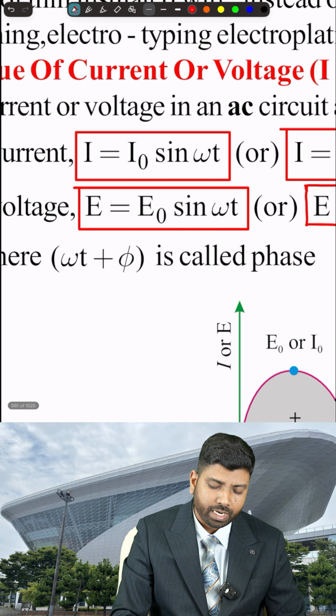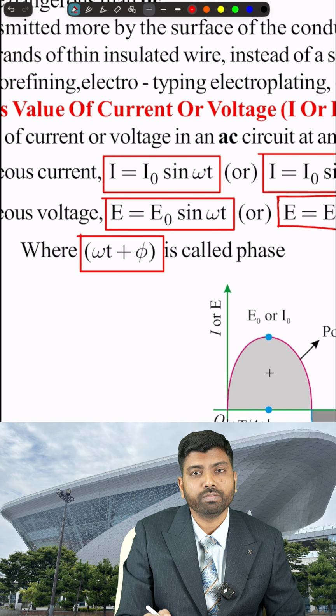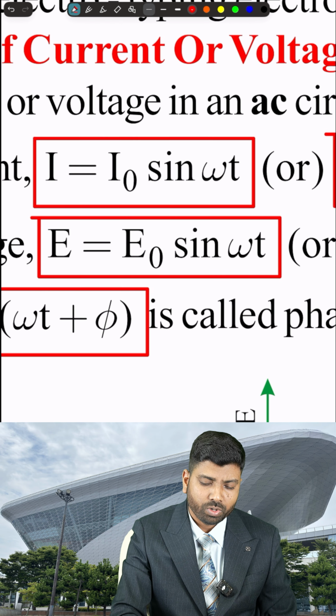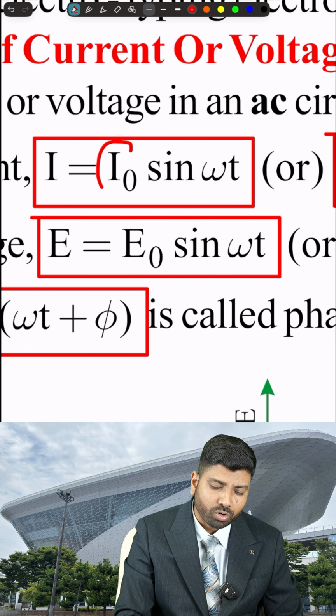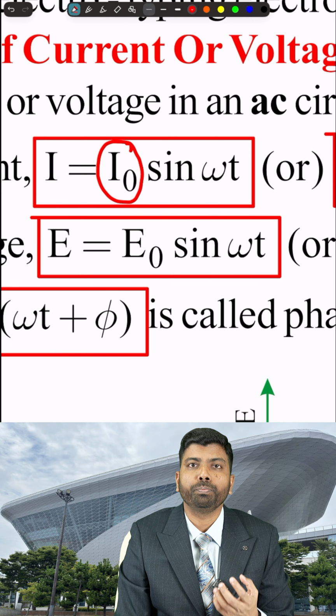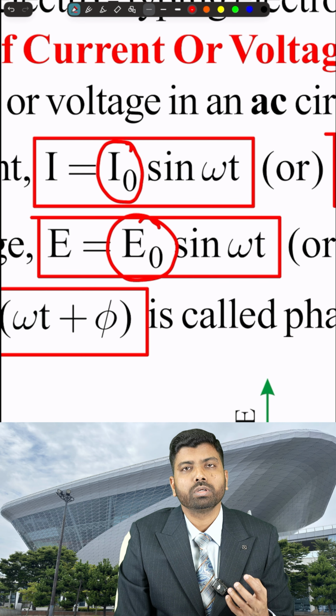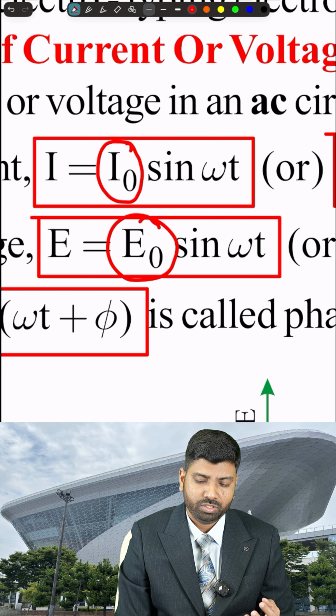And this omega t plus phi is called its phase, right? What phase is, we are going to understand very shortly. Here I want to highlight two things: this I naught is called the maximum value of current, which is called the peak value. In the same way, E naught is also called the peak value of voltage, right?